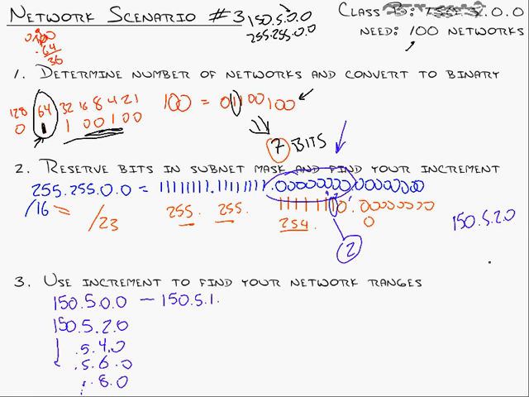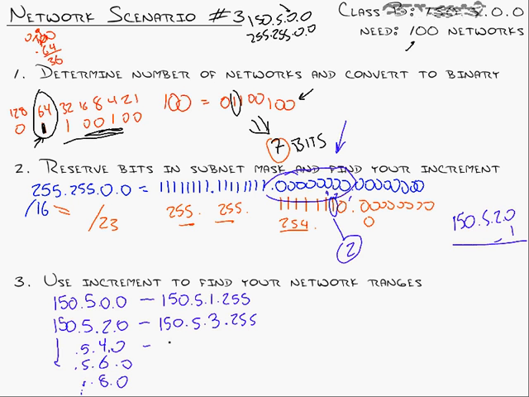150.5.2.0, that's where our next one starts. If we were to subtract 1 from that, the last possible IP address before we get to 2.0 is actually 1.255. This one goes through 150.5.3.255. That's the last one before we get to 4.0. Again, the last IP address before we get to 4 is 3.255.